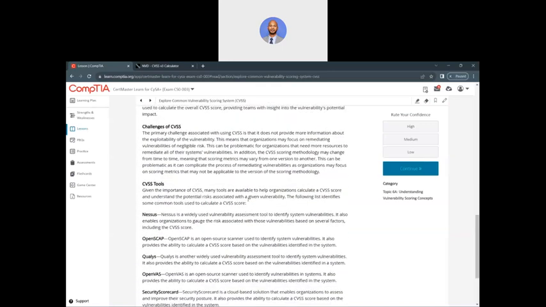So the challenge of CVSS is it does not provide more information about the exploitability of the vulnerability. It's like, is this an exploitable vulnerability that has been identified? So they might remediate a bunch of vulnerabilities, or they might remediate something that is not even exploitable. They might have a vulnerability that lies on an air gap server. Like this server has no external connections. It does have to be put onto the overall list of vulnerabilities because it is present.